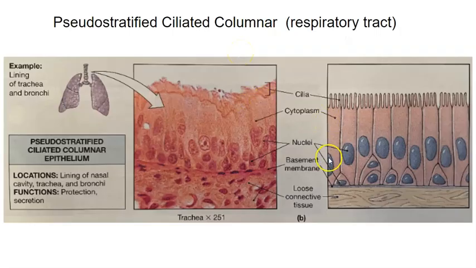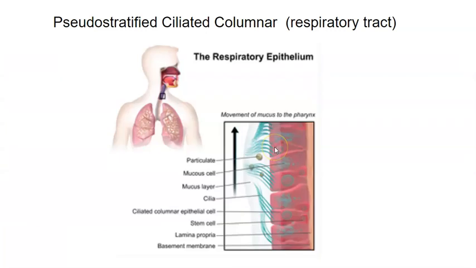So look at these. Appears to be stratified. Notice the appearance of stratification, but all the cells actually do touch this basement membrane. So it's pseudostratified. Then we have these cilia up here, pretty visible here as well. What these cilia do, you find them in the respiratory epithelium, like in your trachea and windpipe.